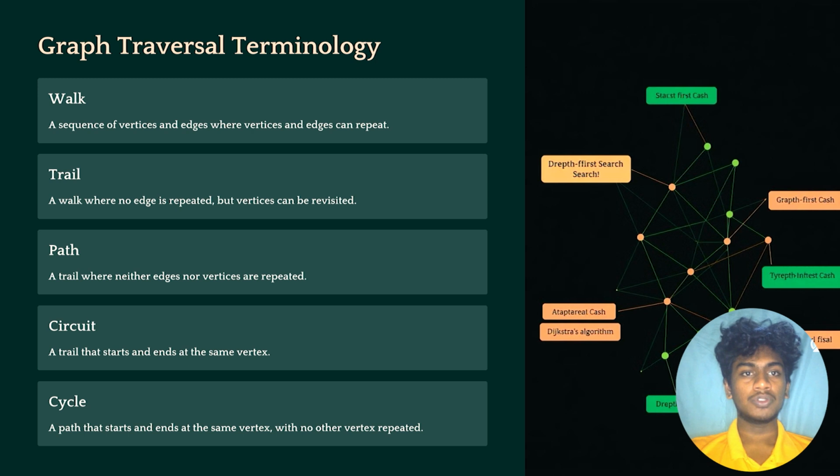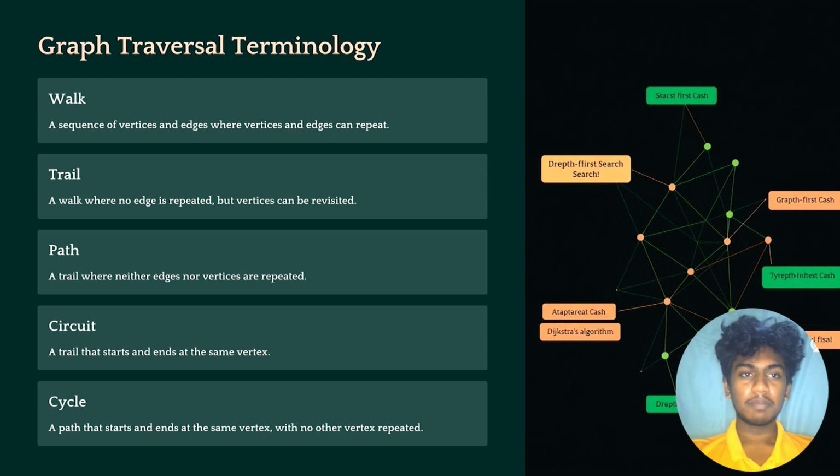Understanding how we move through a graph is key to many algorithms. Let's explore some important traversal terms. What is a walk? A walk is a sequence of vertices and edges where vertices and edges can be repeated. Think of it as any route you can take in a graph. The trail. A trail is a walk where no edge is repeated, but vertices can be revisited.